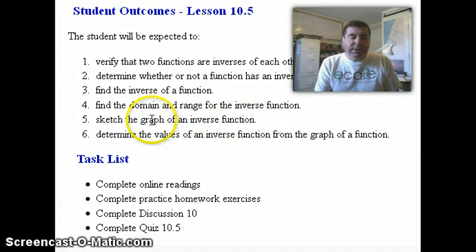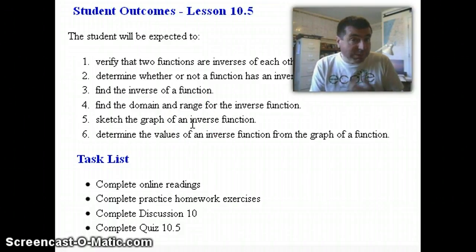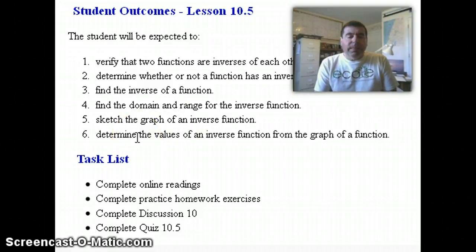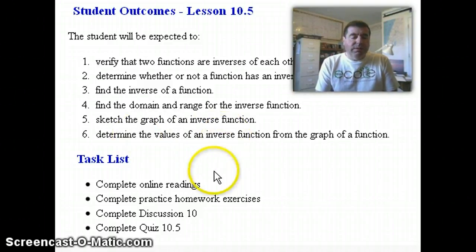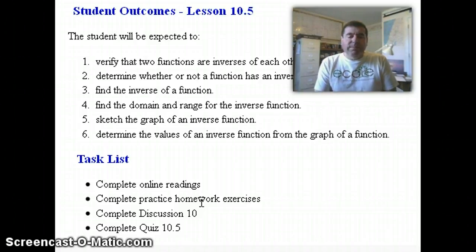This talks about sketching the graph of an inverse function. Just remember it's a reflection over the line y equals x because we're switching x and y algebraically. And then this is talking about determining values given a graph. You've got your readings, your assignment work. Now don't forget, I may have mentioned this to you before, that if you're sketchy on any of this information, do problems. Take that first quiz.